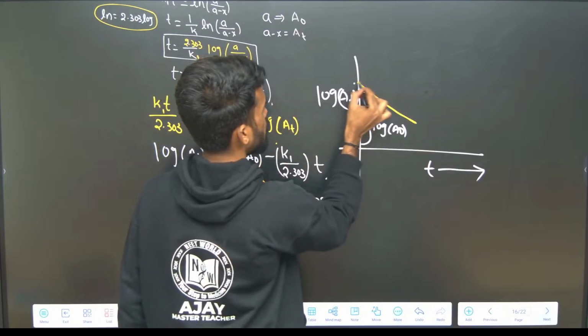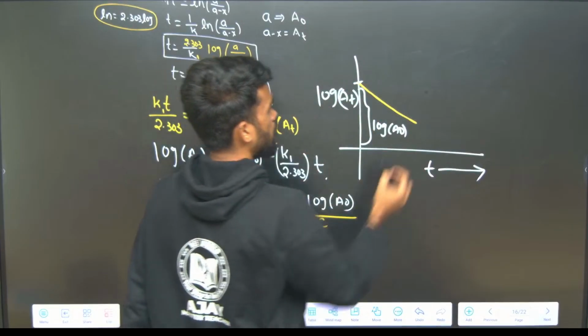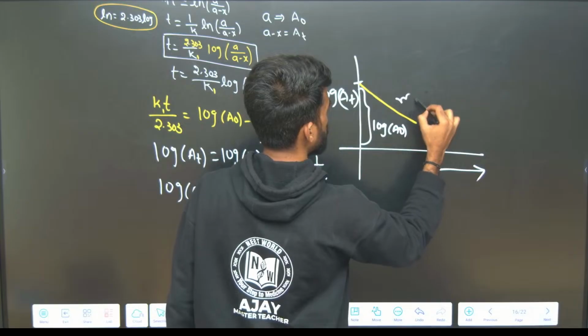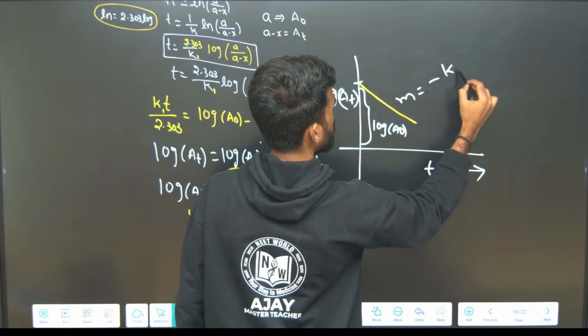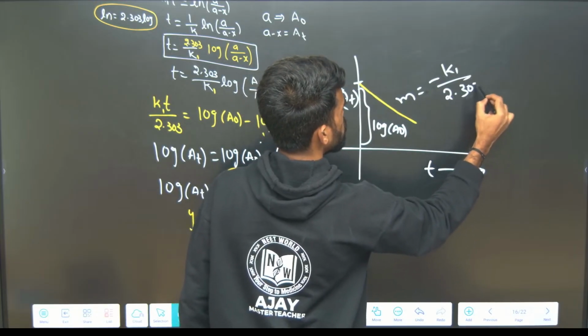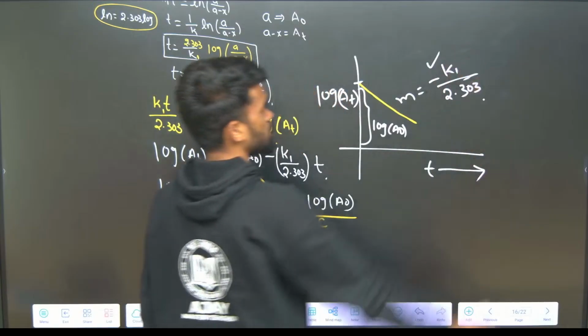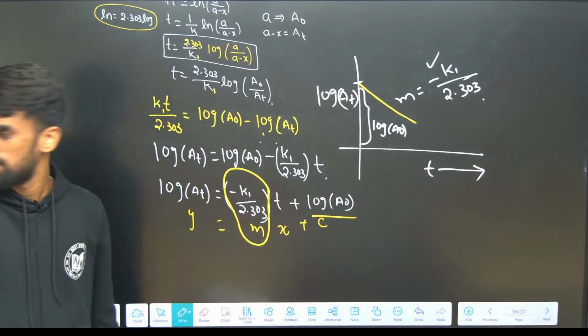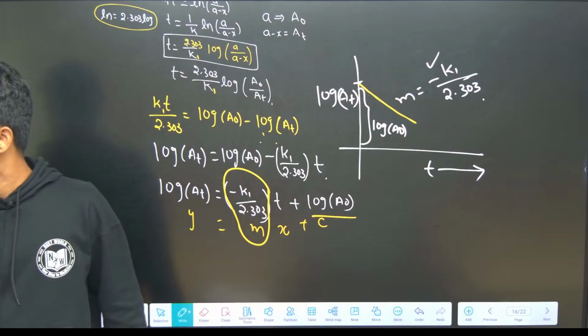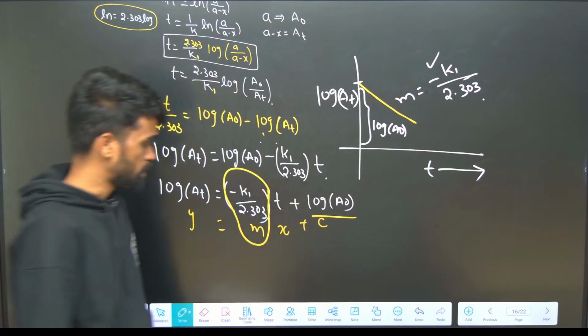Okay, so this is a log a naught value. And what about our slope here? Slope m is equal to minus k1 by 2.303. They will ask like this, what is the slope for this equation? This is the slope for the first order equation. Hope this is clear.